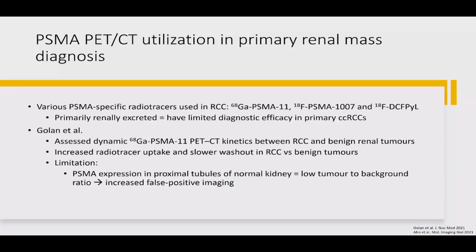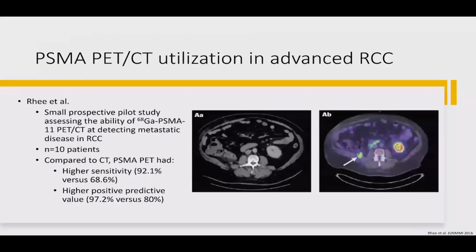PSMA is unfortunately limited by the fact that PSMA is expressed also in the proximal tubule of a normal kidney, which reduces the tumor background ratio and can lead to an increased number of false positive imaging.